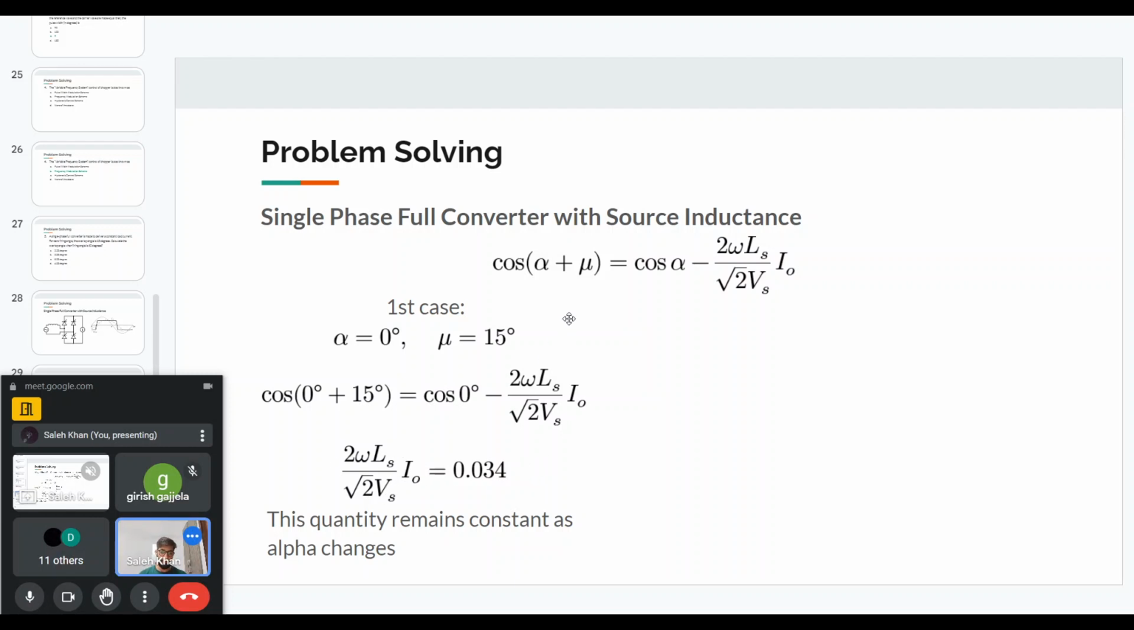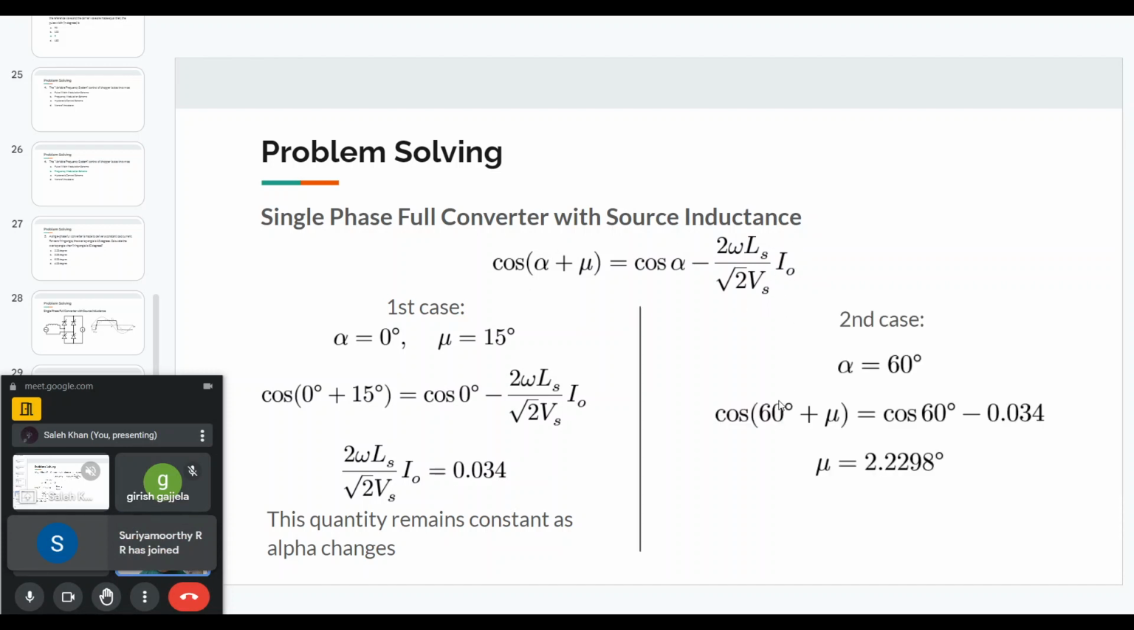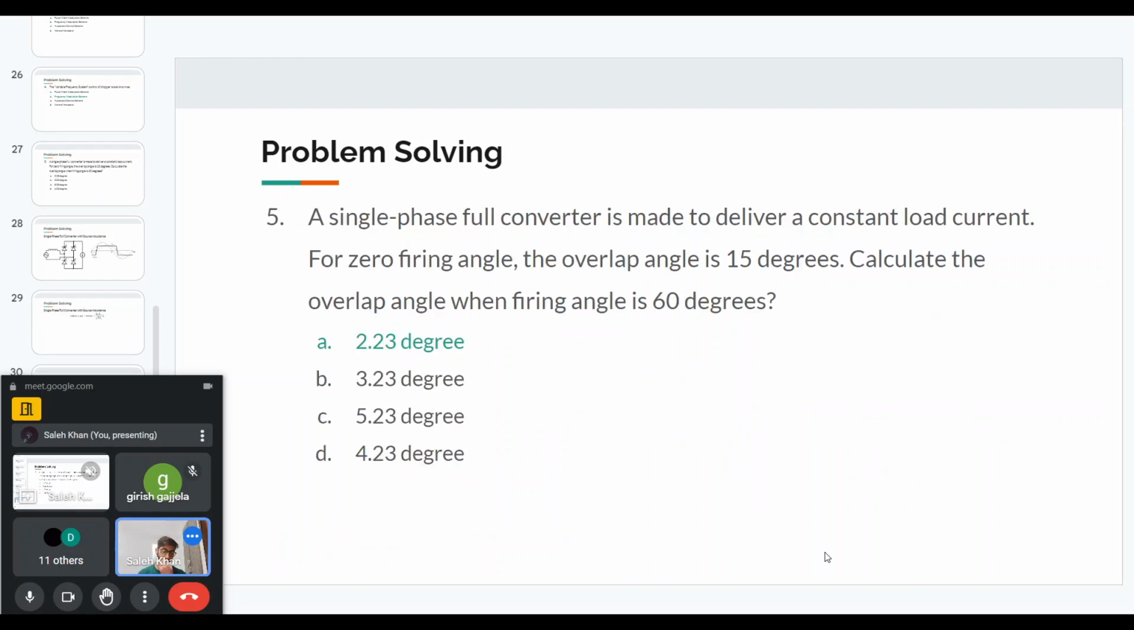We can use this fact for the other case. In the second case, we are given a different alpha angle and we want to find the mu angle. If we know the value of this quantity, then using this equation, we can find it very easily. So again, I'm using an alpha of 60 degrees, mu I have to find out, and the second term I am using the same 0.034. If you substitute these values, you can find out that the mu angle is equal to 2.229 or 2.23 degrees. So the answer to this question is A.